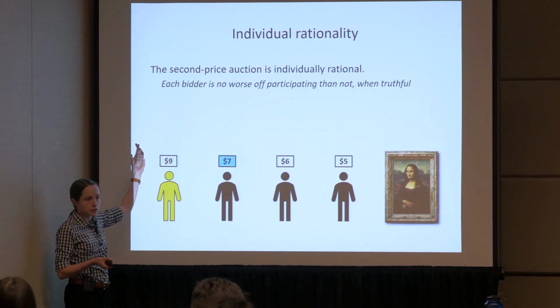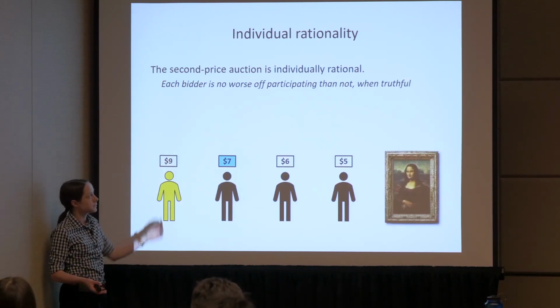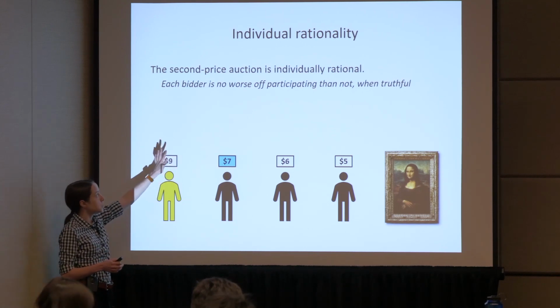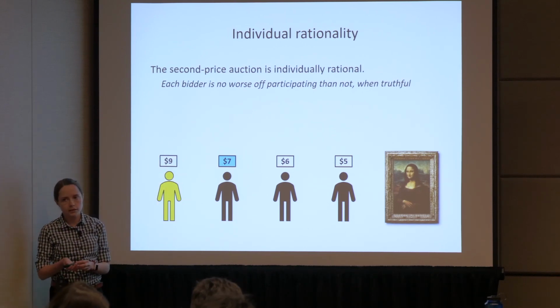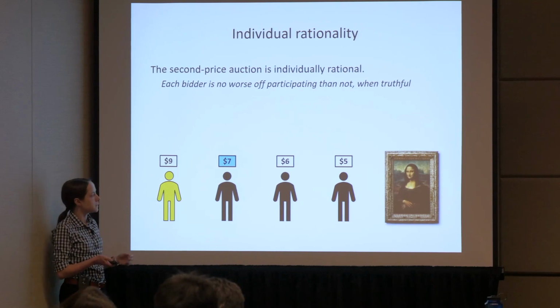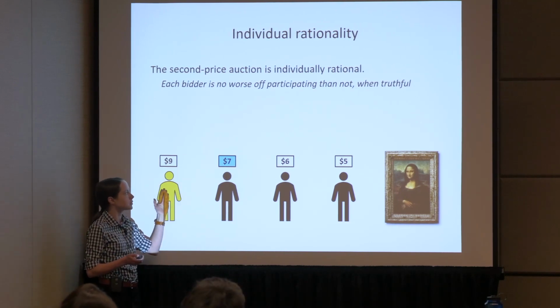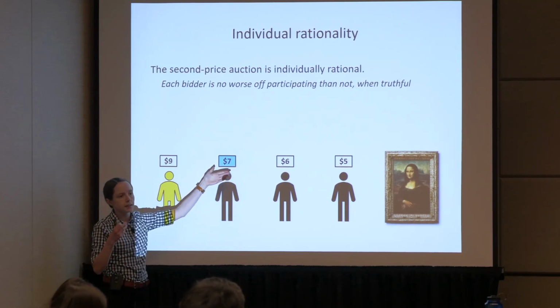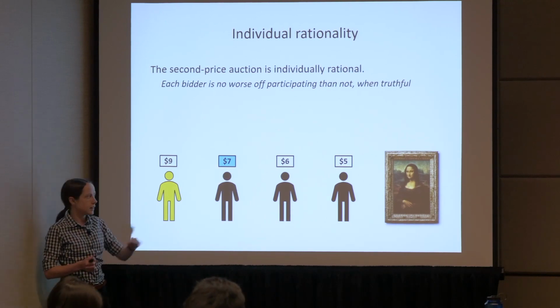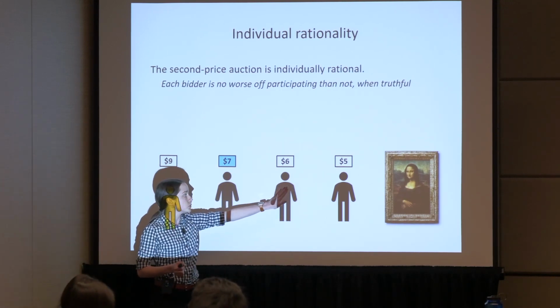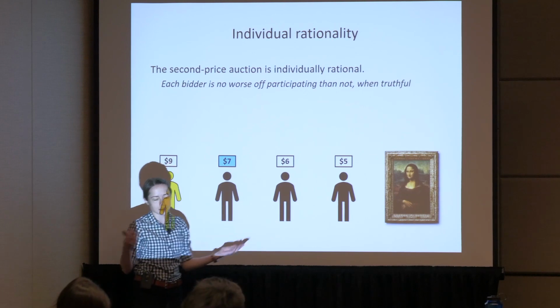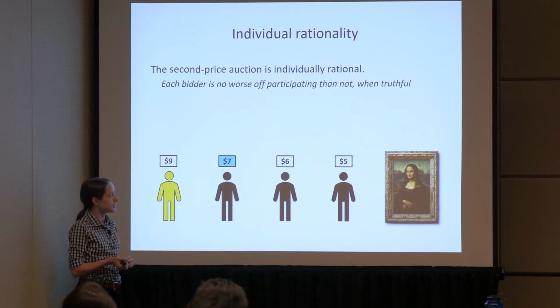And the second price auction is also individually rational, which means that no bidder is worse off participating than not. This is basically because if they bid truthfully, they're always going to pay something that's smaller than their true value. And if they lose when they bid their true value, they're not going to pay anything, and they're not going to win the item. So they're going to walk away with 0 utility.